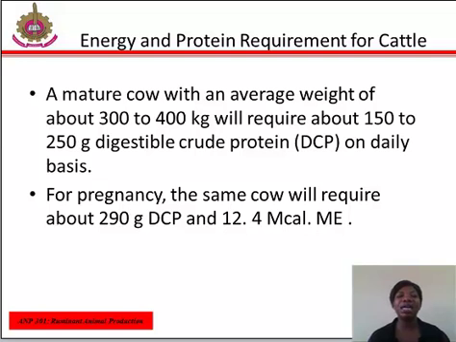So a mature cow with an average weight of about 300 to 400 kg will require about 150 to 250 gram digestible crude protein, that is DCP, on a daily basis. But a pregnant cow will require about 200 gram digestible crude protein and 12.4 Mcal on a daily basis. Generally, a cow must not be fed less than 2.5 to 3% dry matter of its body weight.